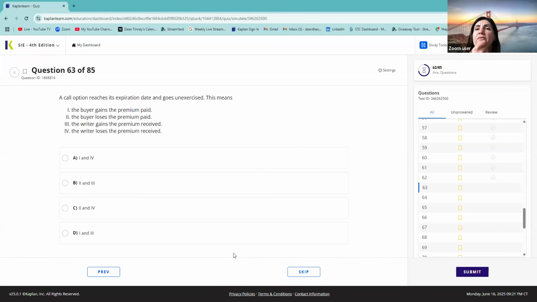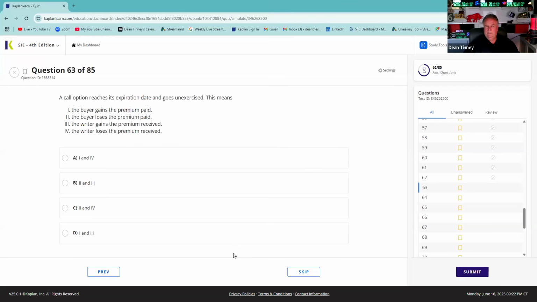So do I have the call or I'm buying the call? Well, it says both. So call, if you buy it, do you gain the premium if it expires? If I buy it, I lose the premium. So if I buy the call and it expires, I lose the premium. Right on. That's exactly right.